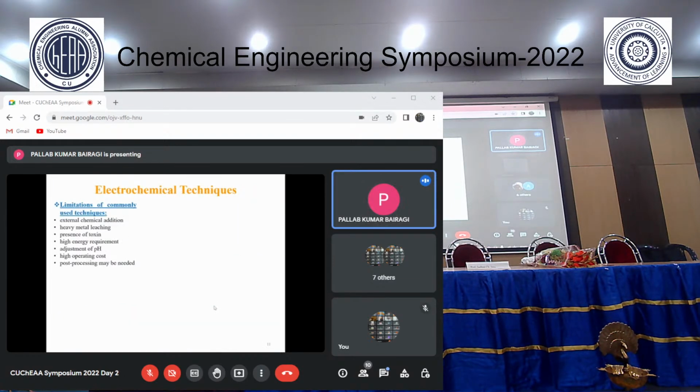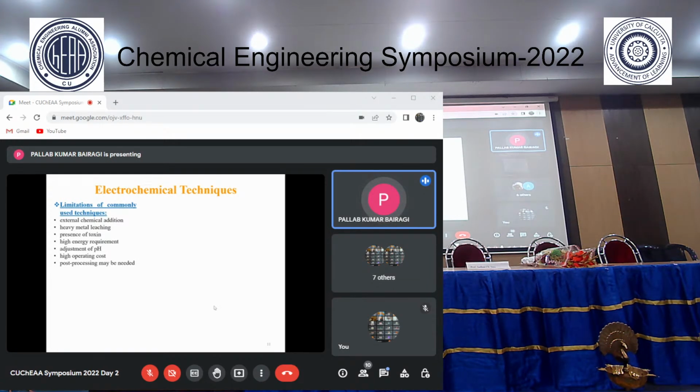Although these common methods have several advantages, they have several limitations also. Most of these methods are limited by external chemical addition, heavy metal leaching, presence of toxins in the final products, high energy requirement, necessity of adjustment and control of pH, high operating cost, and sometimes post-processing may be needed.